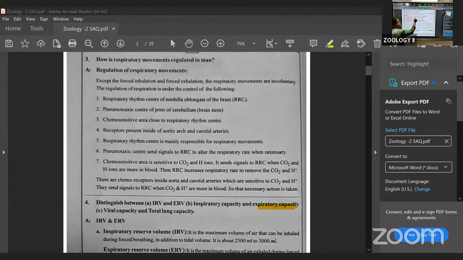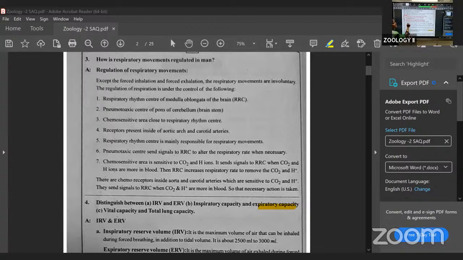It is present in the pons of the cerebellum, the small brain. The third one is the chemosensitive area, which is present near the respiratory rhythm center, inside the medulla oblongata. Then there are receptors for identifying CO2 and H plus concentration. Some receptors are present in the aortic arch and also the carotid artery.